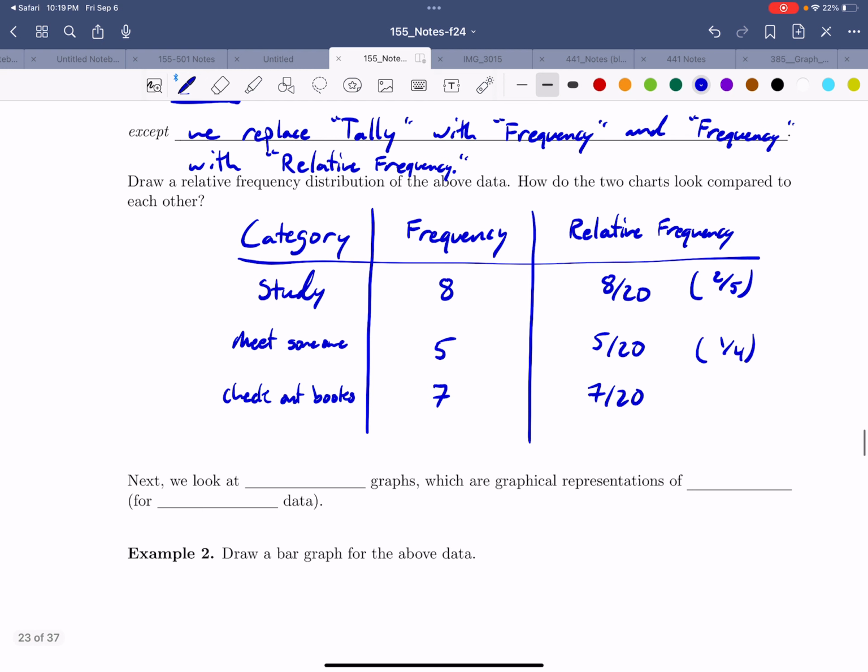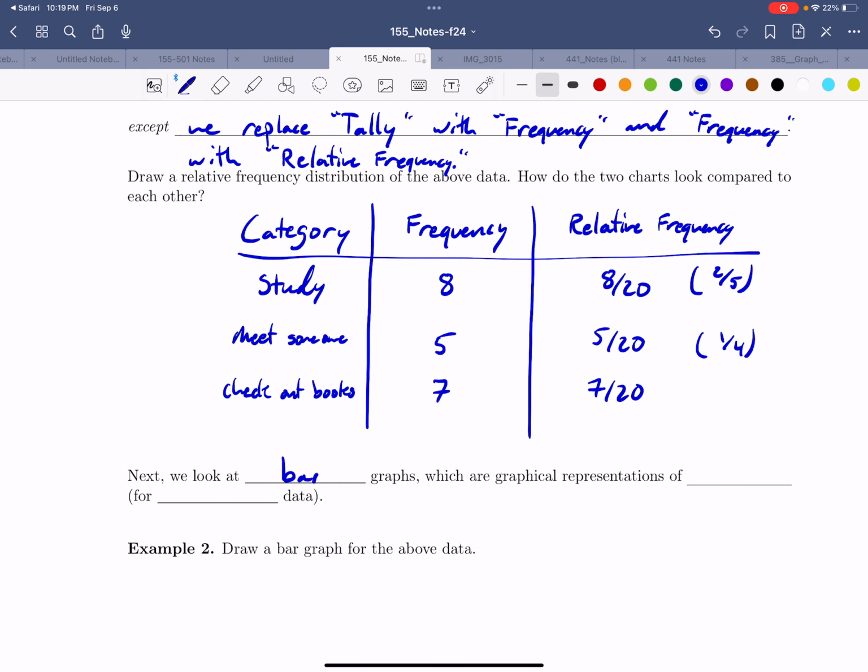So next up, we're going to look at bar graphs. Now, I'm guessing you've heard of bar graphs before. I know I had before I taught this course. These are graphical representations of frequency distributions, I should say.